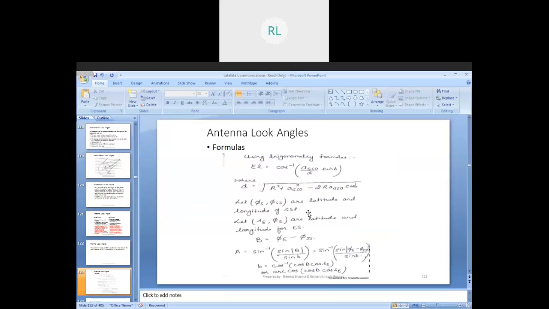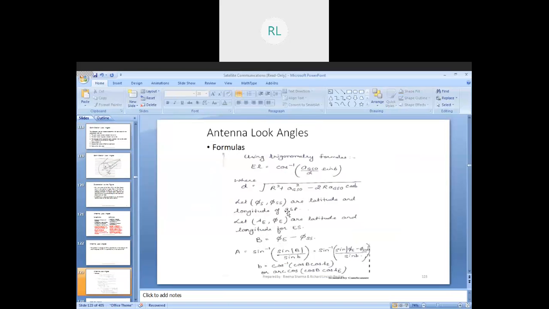Okay, so let phi s and phi ss be the latitude and longitude of the sub-satellite path, as we saw previously. Let lambda e and phi e be the latitude and longitude for the ES, which is nothing but your Earth station. The capital B, remember it's not small b, is equal to phi e minus phi ss. Phi e is nothing but your longitude for your Earth station, and phi ss is the longitude of your sub-satellite point.